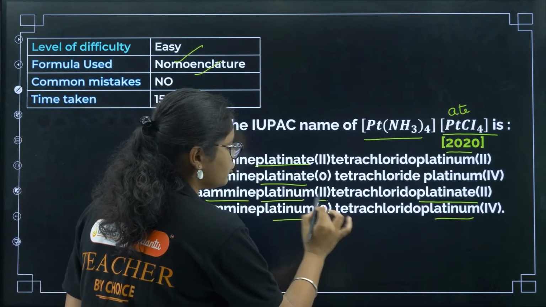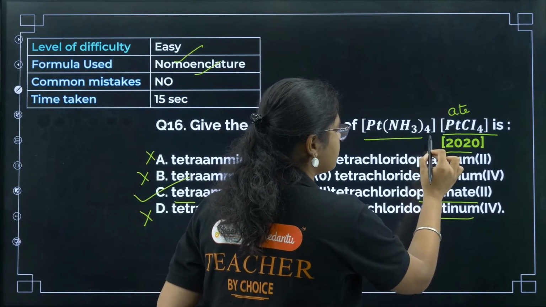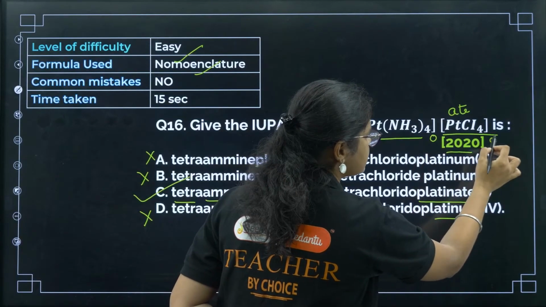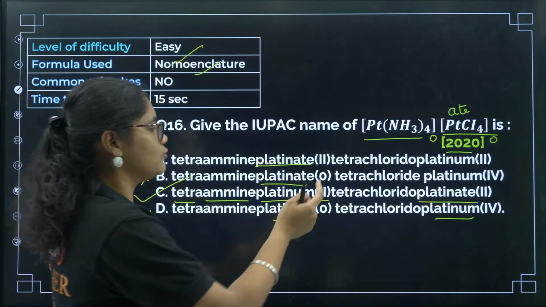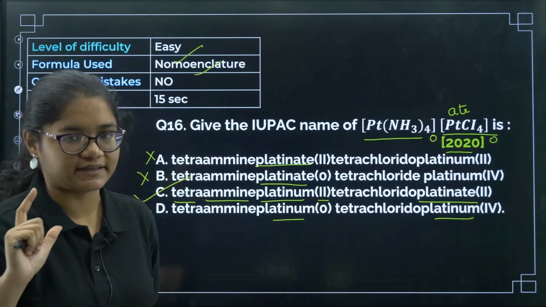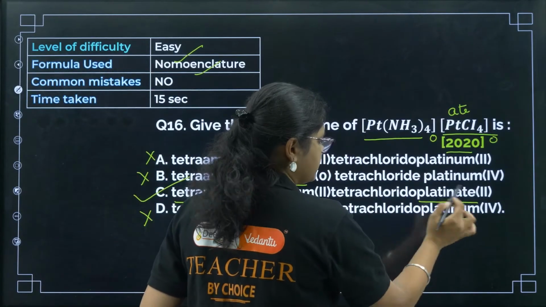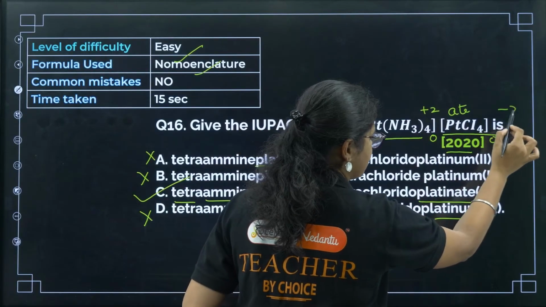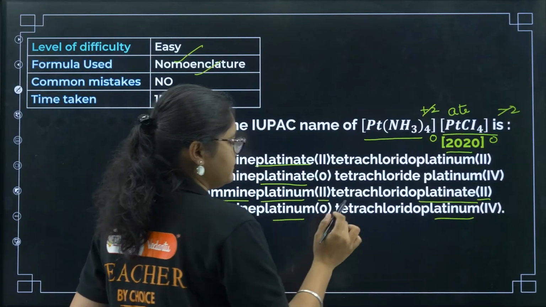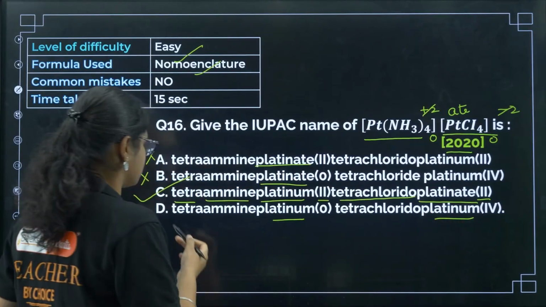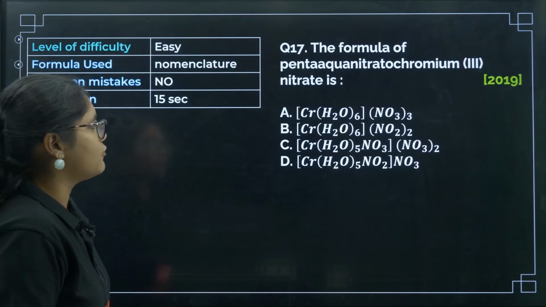Okay, platinum 2. Now one more thing that you should keep in mind is that there are no charges or subscripts here. That happens when both the cation and anionic charges are the same. So now if you see here both platinum are in +2 state, so this is +2 and this is -2, so it gets cancelled, right? So that is also one thing that you need to keep in mind. Next we have tetrachloridoplatinate, so the correct answer is option number C.